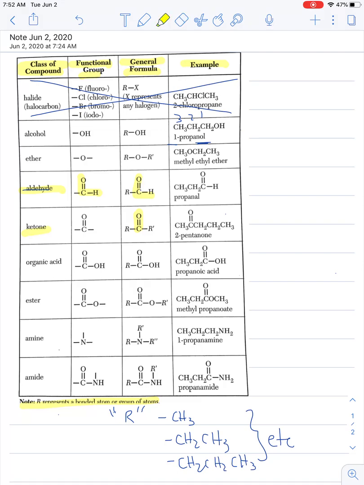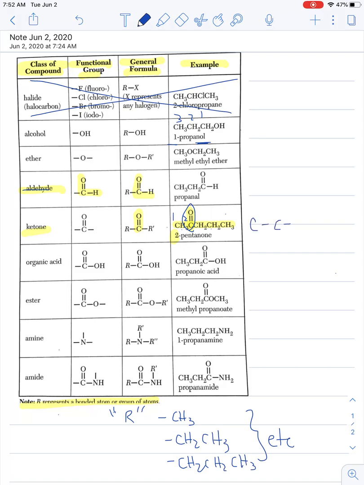The ketones have the C double bond O somewhere in the center of the chain. So if that C double bond O is in the middle somewhere, it's not on the end, you give it a number, right? So this would be called 2, because it's on the second carbon that is holding the functional group. And pent, because there's 5 carbons, and you end it with -one. So this would be called 2-pentanone.